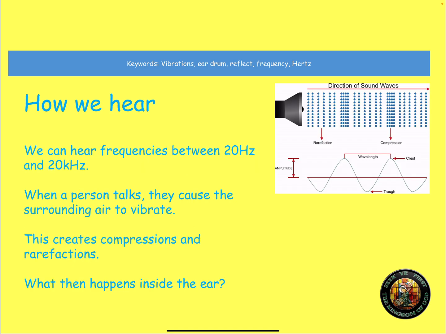We can hear frequencies between 20 hertz and 20,000 hertz. Don't forget, hertz is a measure of frequency. When a person talks, they cause the surrounding air to vibrate. This creates compressions and rarefactions. But then what happens inside the ear?